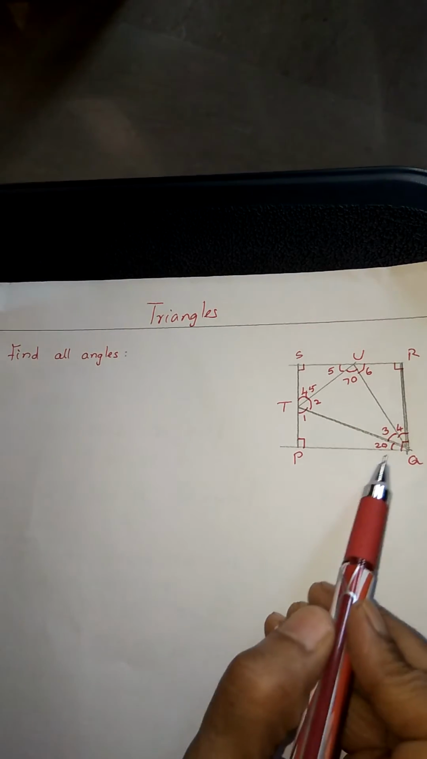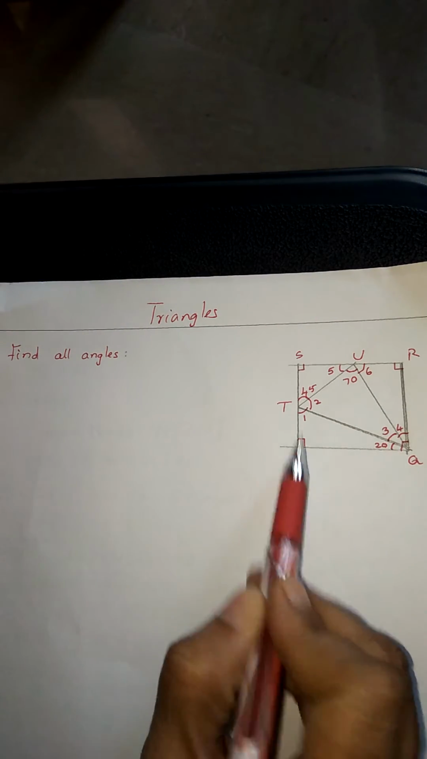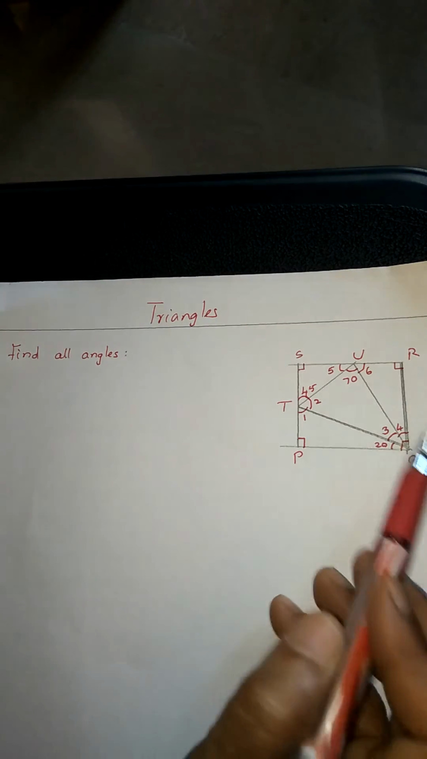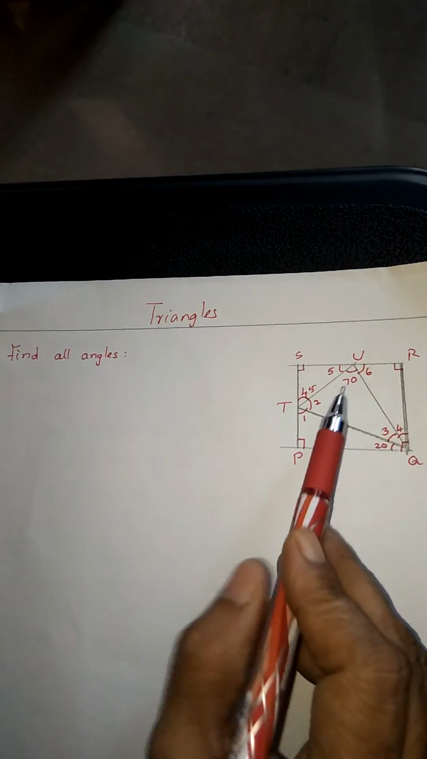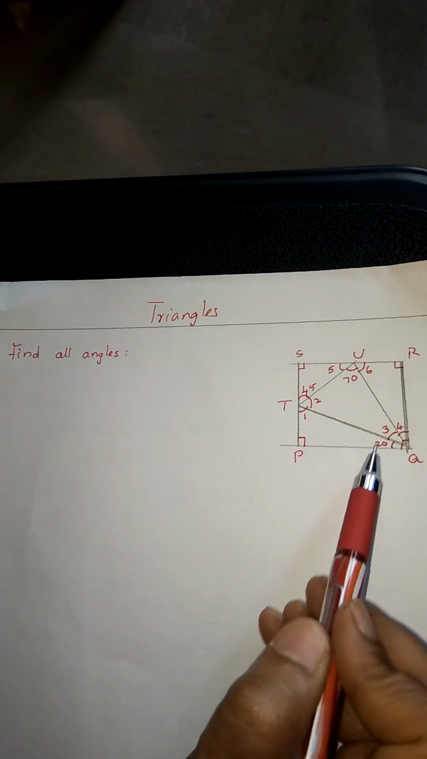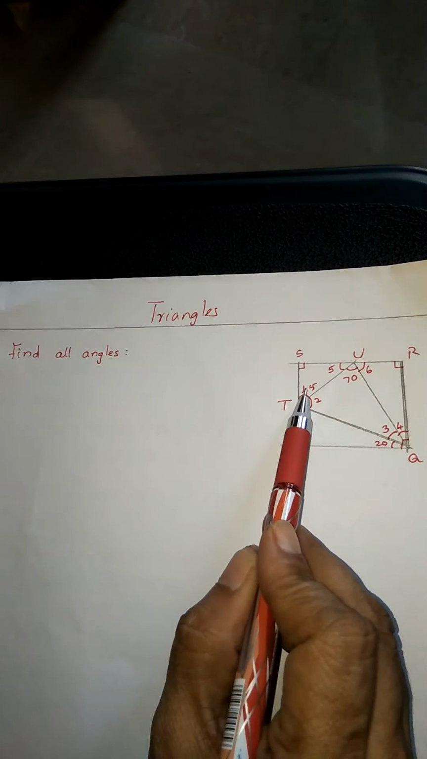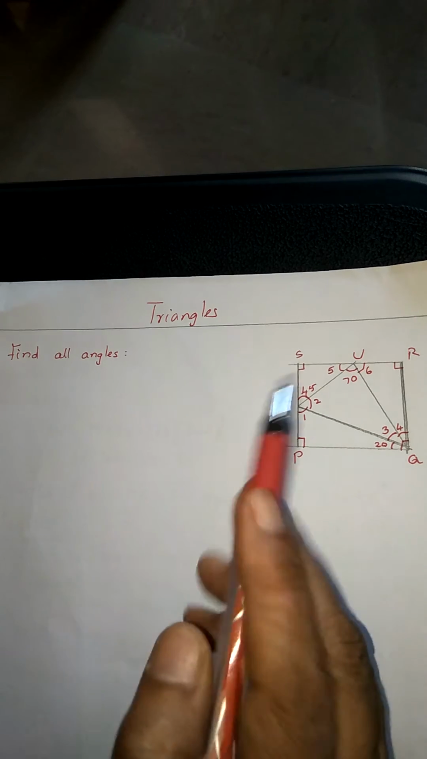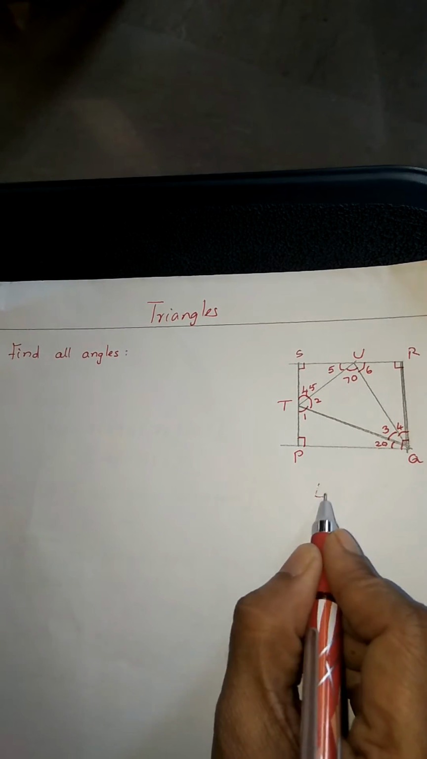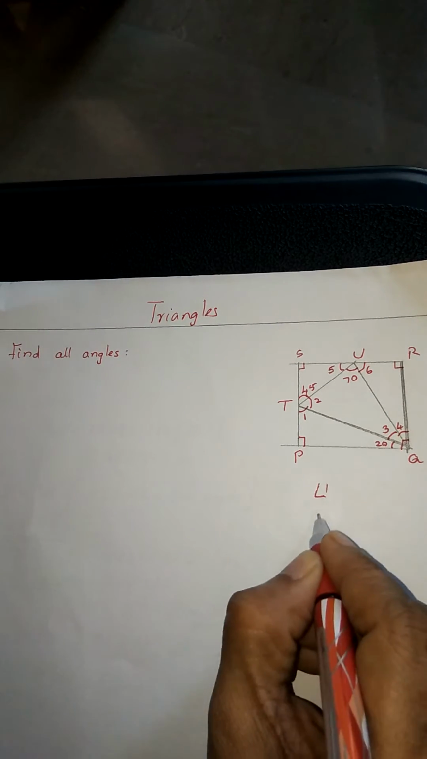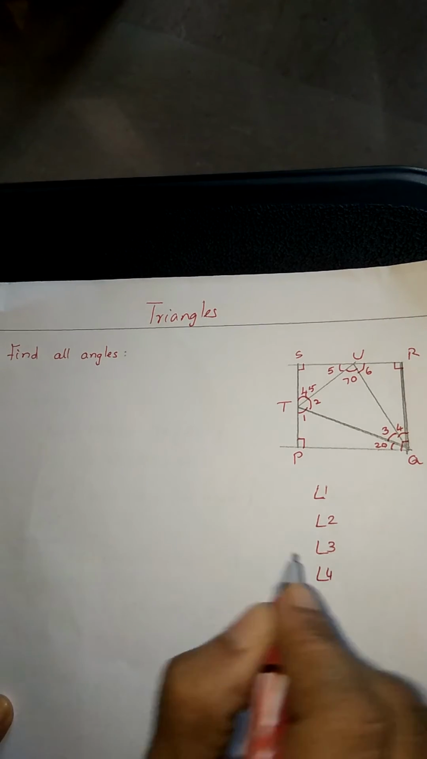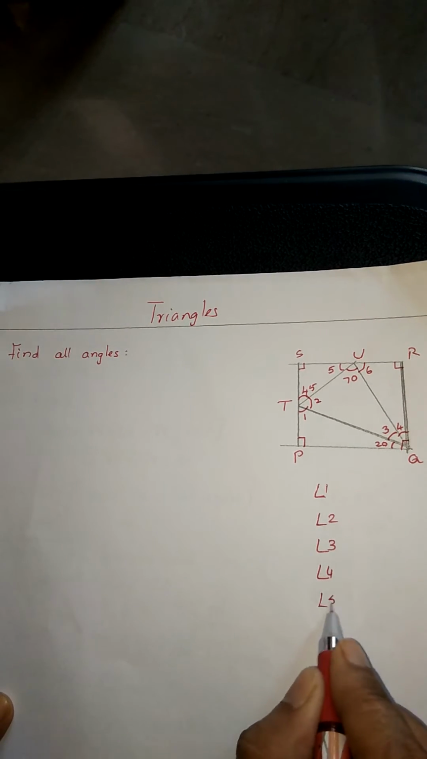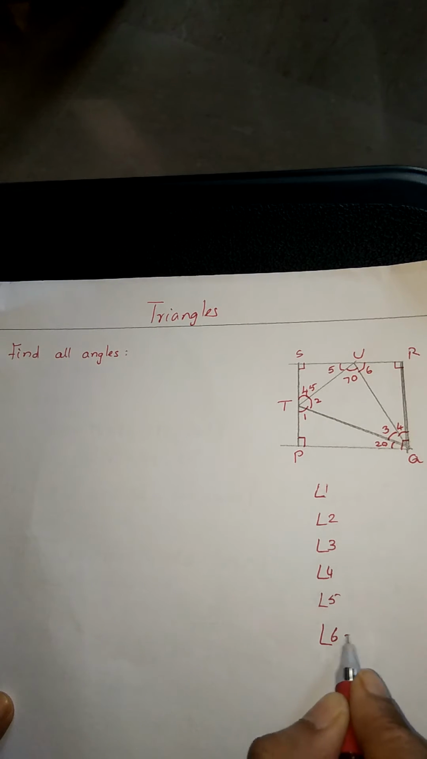Here in this figure, all the angles P, Q, R and S are equal to 90 degrees, and these angles are also given. This is 20 degrees, this is 45 and this is 70. Now we have to find all the remaining angles: angle 1, angle 2, angle 3, angle 4, angle 5 and angle 6.